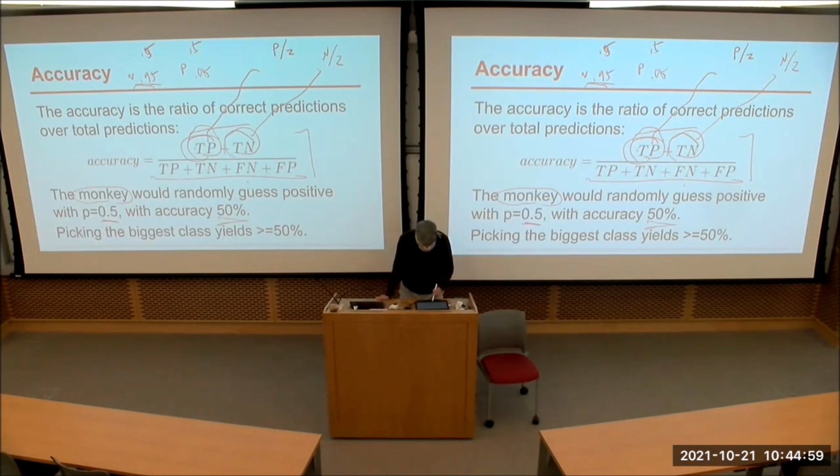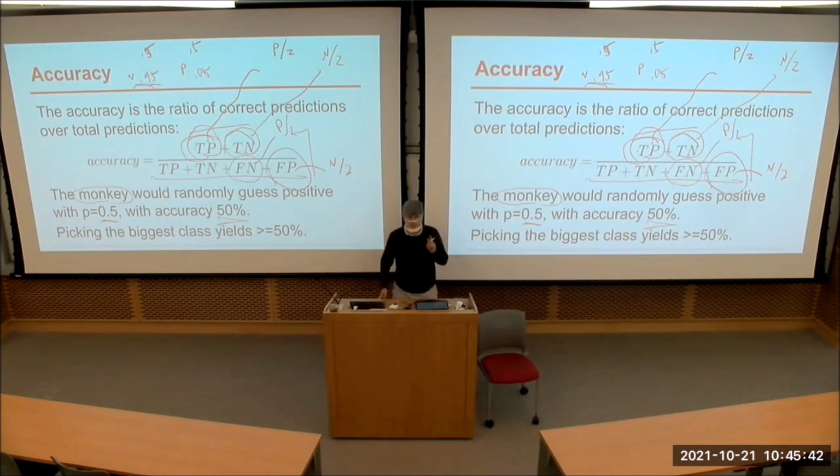What about the other cases, though? How many false positives are there? False positives were things that we labeled as positive that were negative. How many of them are there going to be? Well, anything that was negative that we didn't call negative is a false positive, right? So this is going to be n over 2, and this is going to be p over 2, if I have it right.